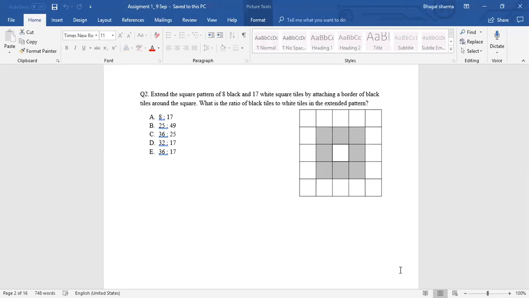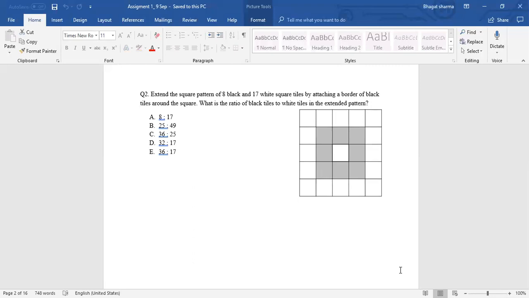So first I calculated that there are 17 white tiles. So the answer could be A, D, or E. And we know that the perimeter of the square is 16. So there would be 16 black tiles and 4 more in the corner, so 20. And the inner ring's count is 8. So when you add it together, you get 32. So the number of black tiles is 32.